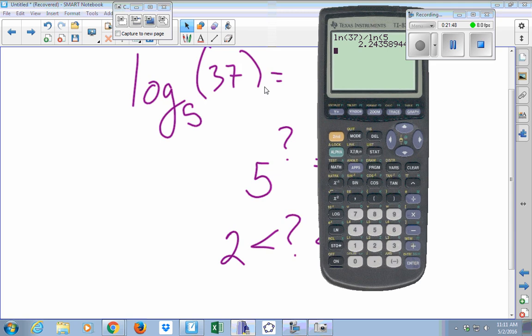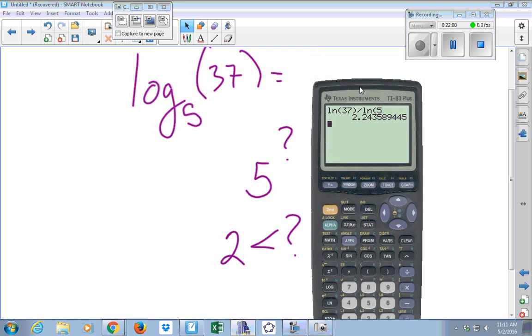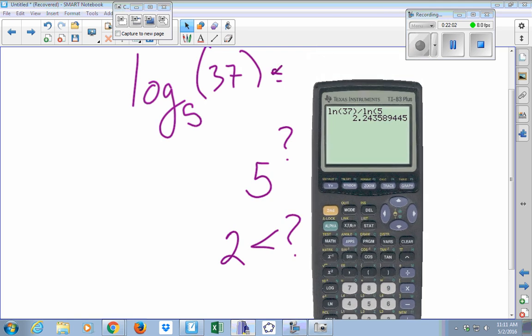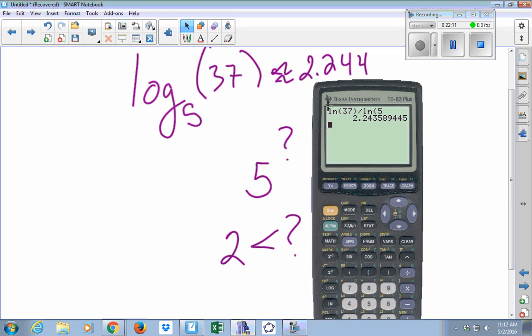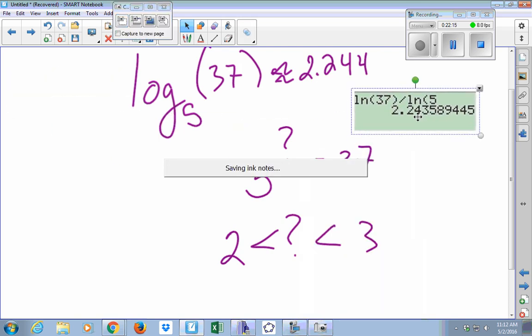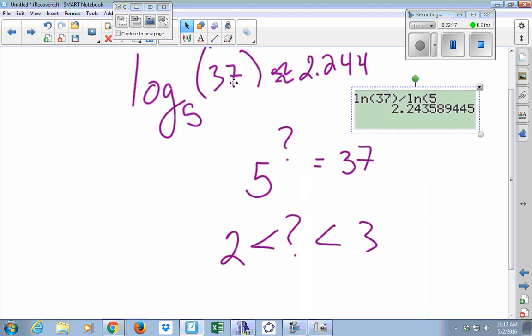So I can only approximate this answer. If this was the end result of a calculation, like solving an equation, this would be the exact answer. If I wanted you to approximate it, then you throw it in your calculator and say it's approximately 2 point, and if I wanted, say, 3 decimal places, you would write something like that. So that's using your log property to estimate the value of log base 5 of 37.